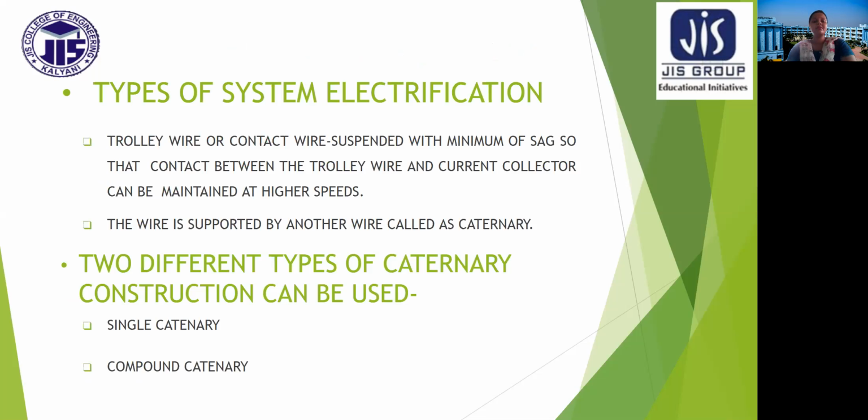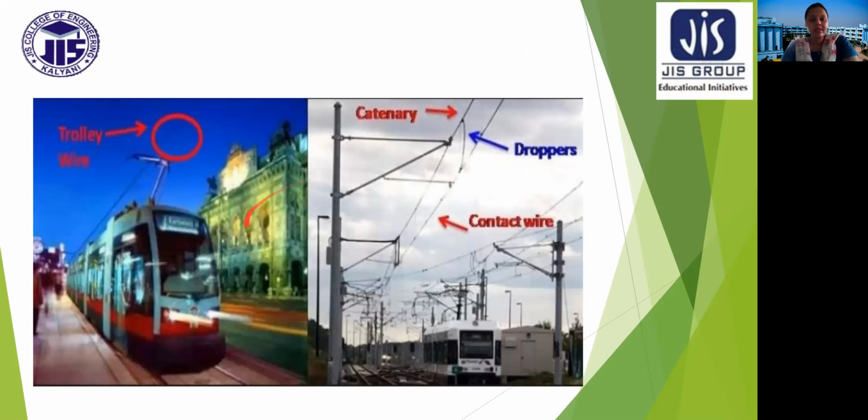Types of system: for electrification, the trolley wire or contact wire is suspended with minimum sag so that contact between the trolley wire and current collector can be maintained at higher speed. The wire is supported by another wire called the catenary. There are two different types of catenary construction: single catenary and compound catenary. So here you can see this is the trolley wire, and here this is the catenary wire, and this one is the contact wire, and these two are connected through droppers.